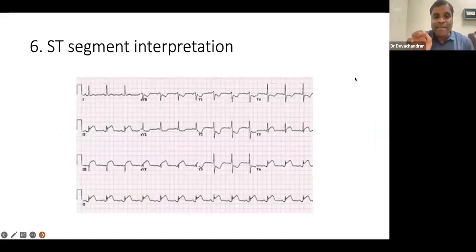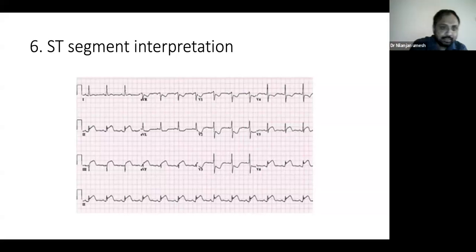Okay. All right. ST segment. I just want you to tell us where you see the ST segment elevation in this ECG, which leads, and where you see ST segment depression in this ECG. Or if you can give the answer, that's also good. You can also tell us which heart attack it is. Anybody?